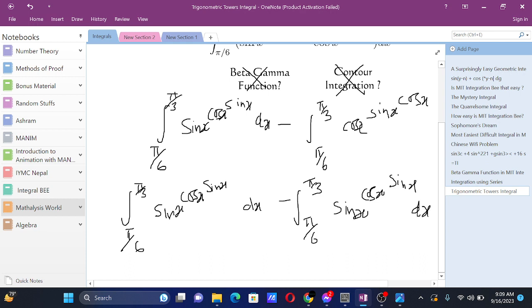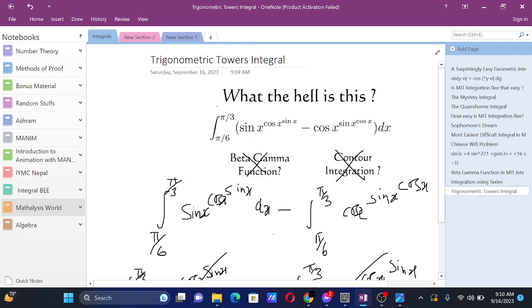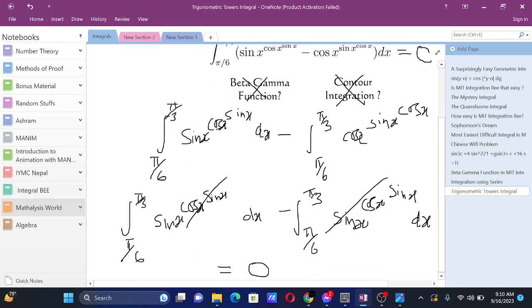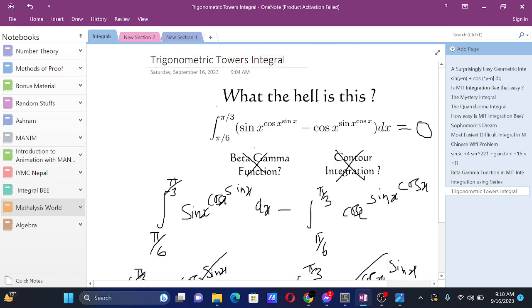Okay, so now we see that these two are the same integrals, so they will cancel out, and thus the value will be 0. The integral is just 0. Seeing all the complexities, obviously we can't evaluate this integral directly, so it should be 0 from some trick, as well as by guesses. Okay, so that's how we solve this integral by using King's rule, and I hope you got this.